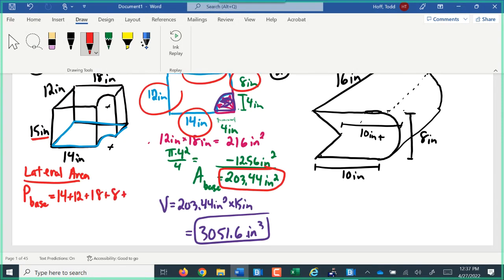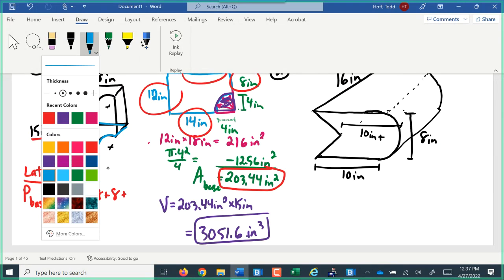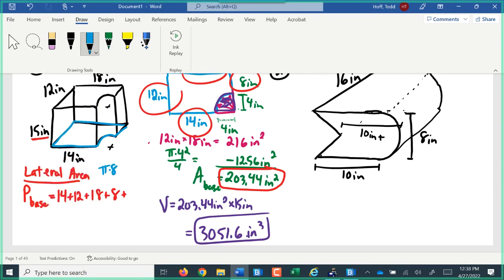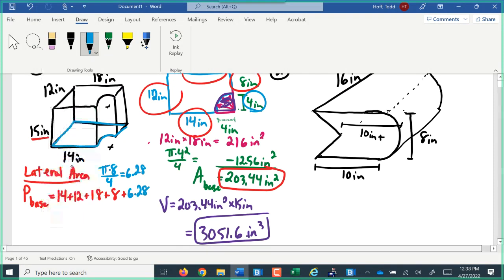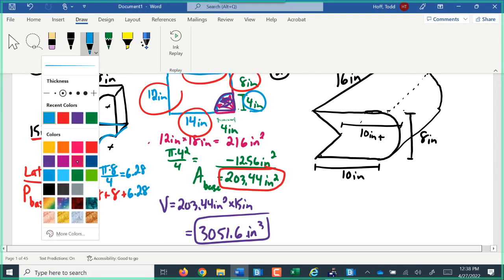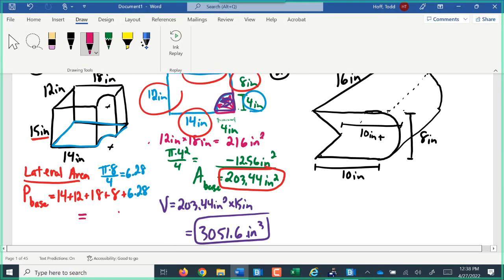Plus that quarter circle. Well, that quarter circle, it's pi times, where did the 8 come from? 8 is the diameter. Yeah, 4 is the radius, 8 is the diameter. Then, of course, divided by 4 because it's only a quarter circle. That gives us 6.28 is that quarter circle. So add those all up to get 58.28, I believe, is the perimeter of our base. 58.28 inches.